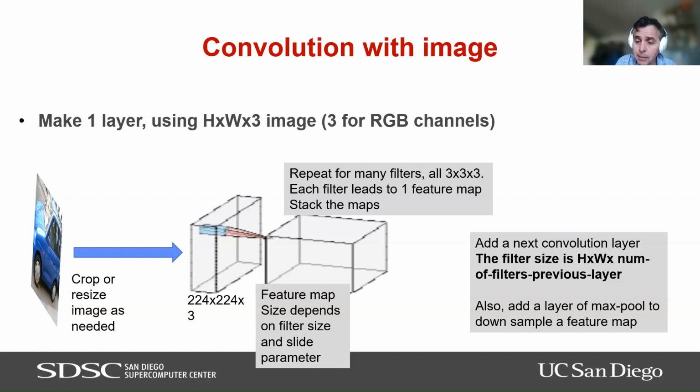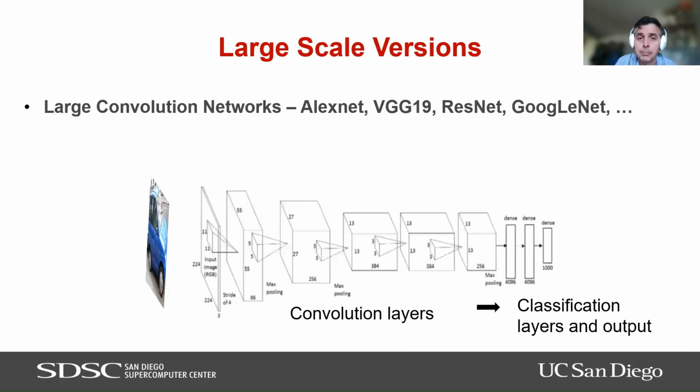And we could continue this operation and build up a larger network, a set of convolution layers. And as we go from left to right, we are downsizing, so we're getting smaller and smaller feature maps, but we're also increasing the number of filters, so we're producing more and more feature maps.